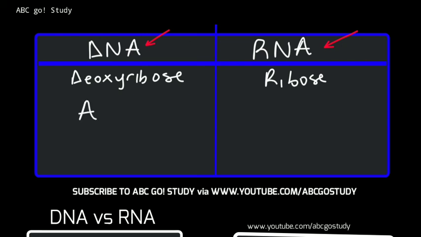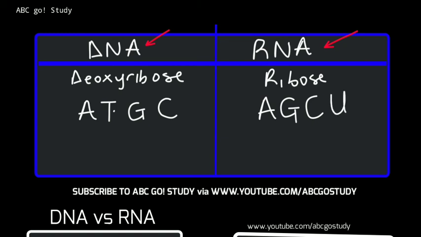We can find A here, that's adenine in DNA. You can find thymine in DNA. You can find guanine in DNA. You can also see cytosine in DNA. Do you understand? But talking about RNA, you can find adenine. You can find guanine. You can find cytosine. But the fourth one will be uracil.